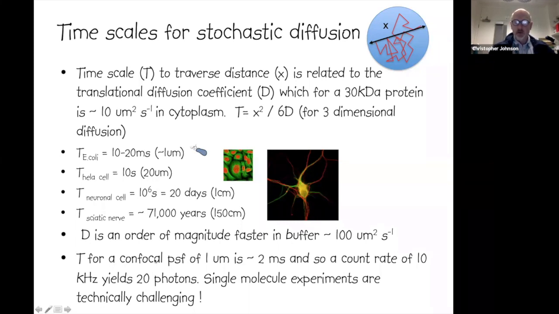So for a typical confocal observation point, the point spread function is about 1 micron. And so the diffusion time is about two milliseconds or so. This is because in buffer, typically diffusion is about an order of magnitude greater than it would be in cytoplasm. So if we then consider being able to count photons from our fluorophore at a rate of about 10 kilohertz, this means that within those 2 milliseconds, we're only going to count 20 excess photons. So again, underlining the point that these very fast diffusion times mean that single molecule measurements can be very, very technically challenging.